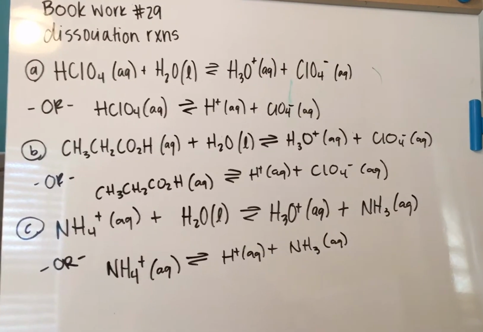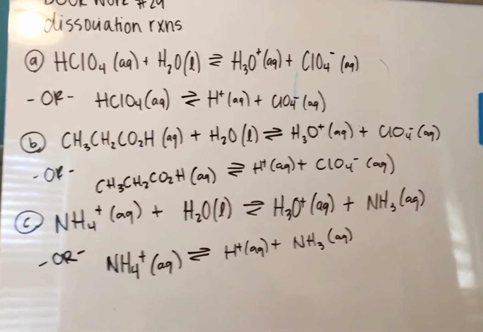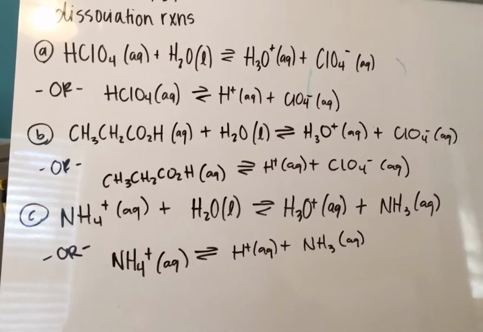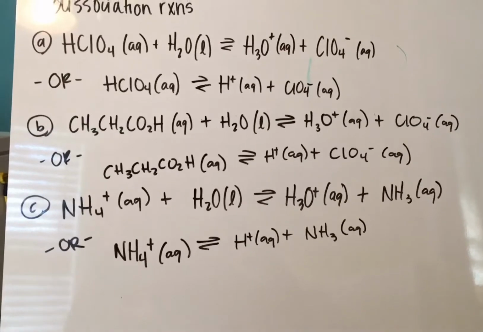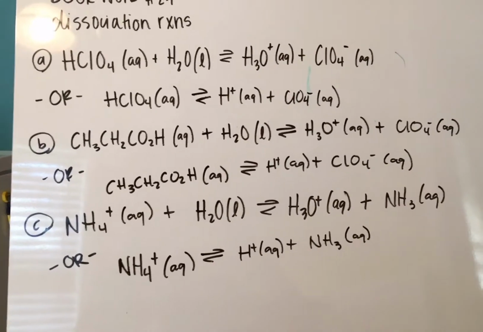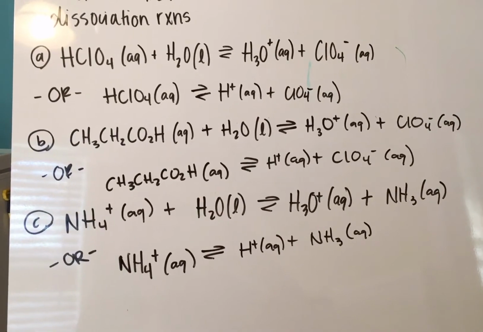Let's talk about these bookwork problems from our dissociation reactions. This was number 29, from that first assignment. We've got 3 different reactions that we are supposed to write a dissociation reaction for. So in part A, we're starting with HClO4.